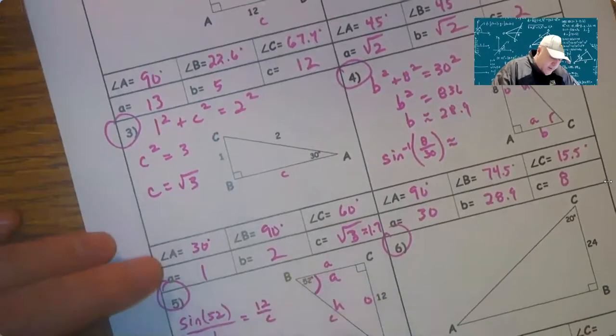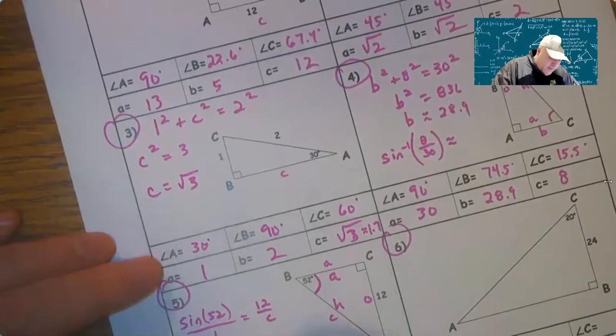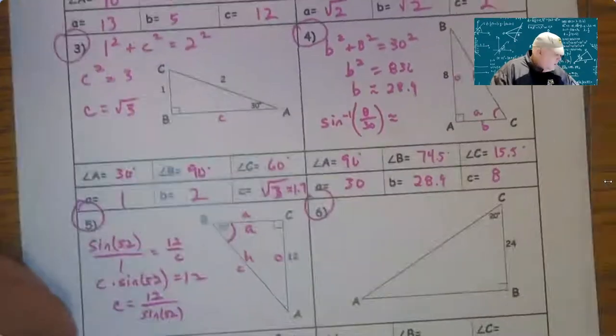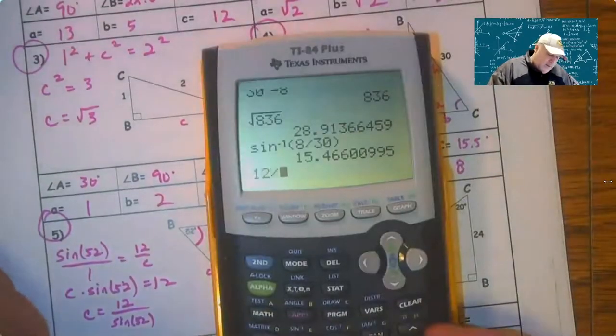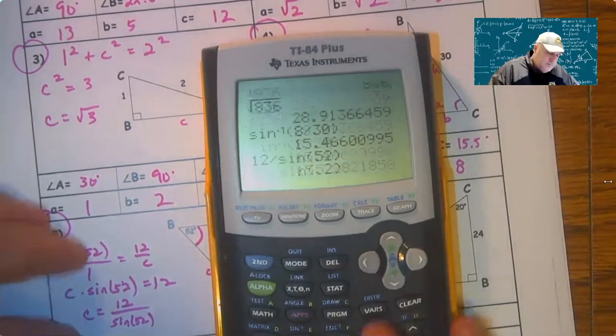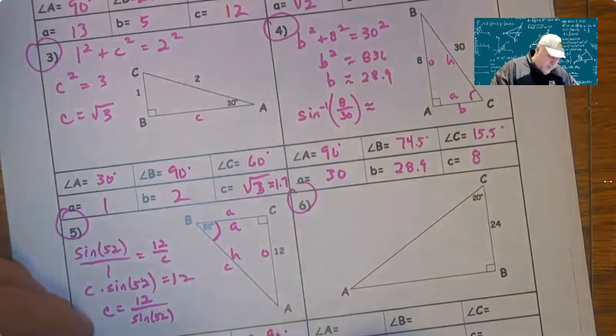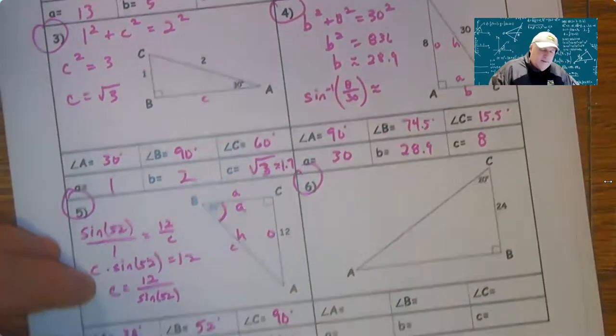So you can do the cross product. So C times sine of 52 equals 12. So C is 12 over sine of 52. And that is 15.2. Okay, and that was side C.